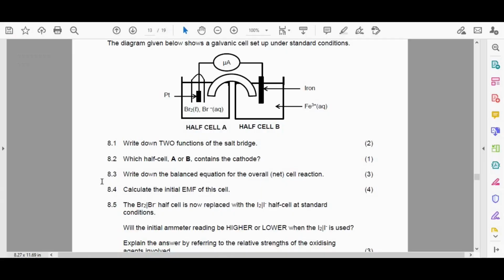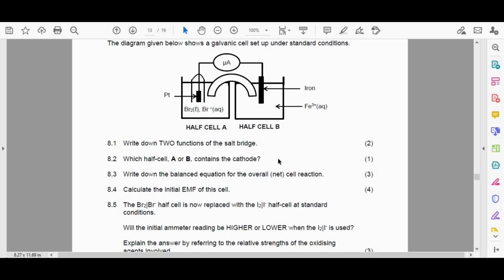8.3: write down the balanced equation for the overall net reaction. We know our cathode is the platinum electrode, but the substance present in half cell A is Br2 liquid, which goes to Br minus in aqueous solution. That is the substance being reduced here, because half cell A is our cathode.